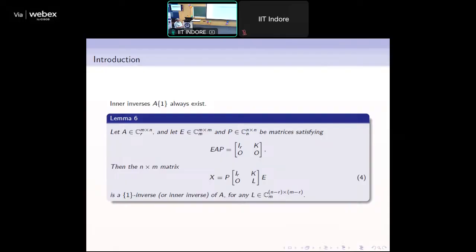Here is Lemma 6, which is important in the sense that this lemma says we can compute an inner inverse easily, and an inner inverse always exists.